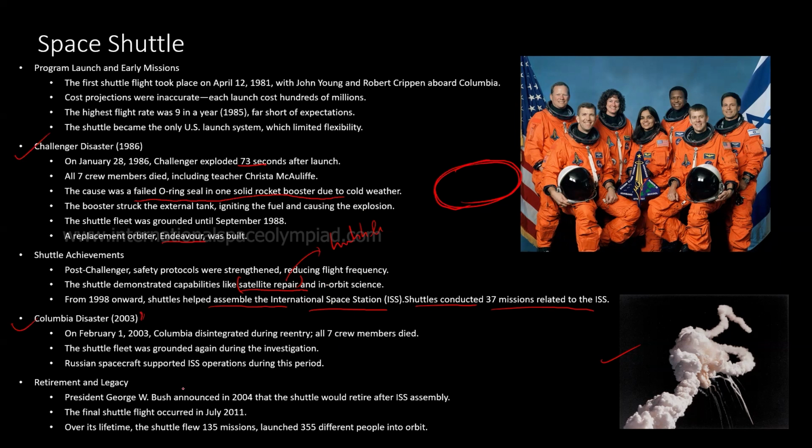Then in 2004, George W. Bush officially announced that the shuttle would retire after ISS assembly. The final shuttle flight occurred in July 2011. Over its lifetime, the shuttle flew 135 missions and launched 355 different people into orbit. So even though disastrous things happened, it did a great job, especially in assembling the International Space Station, in crewed missions, and in repairing Hubble.